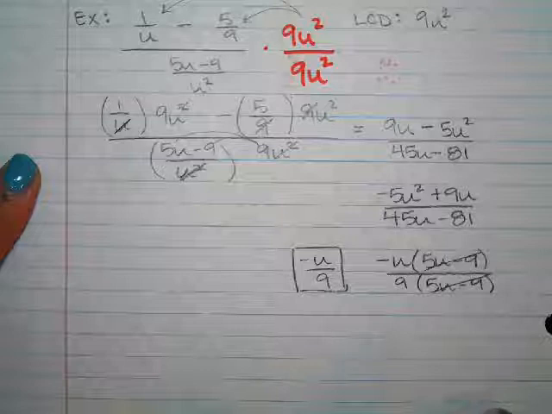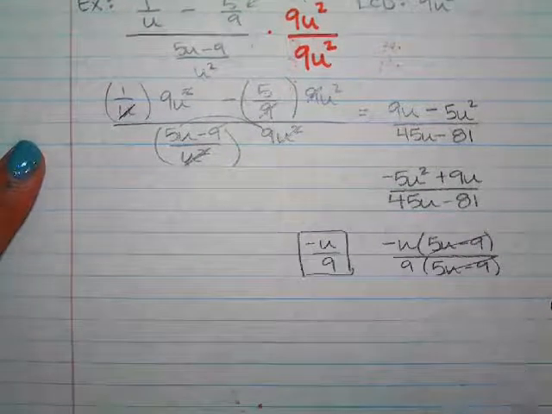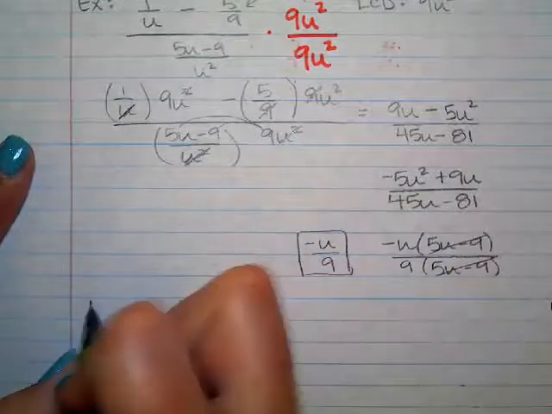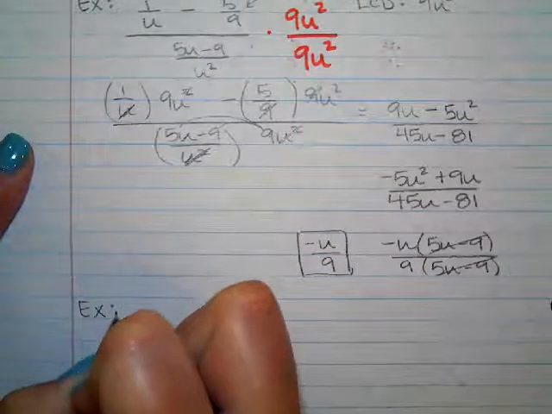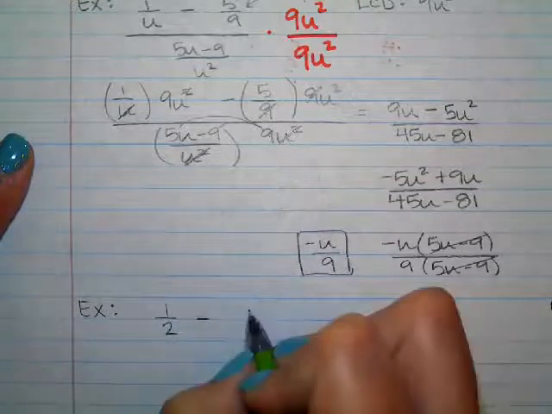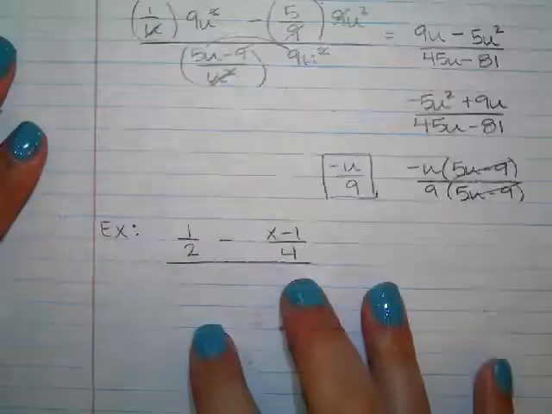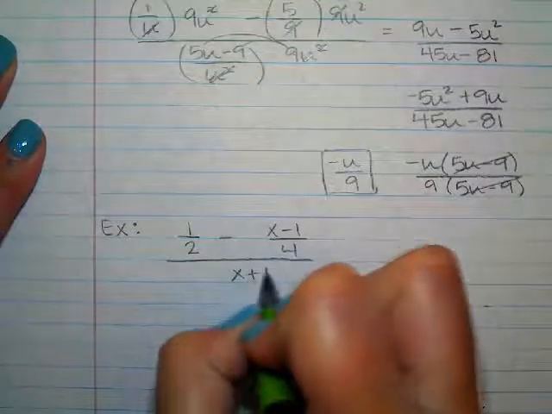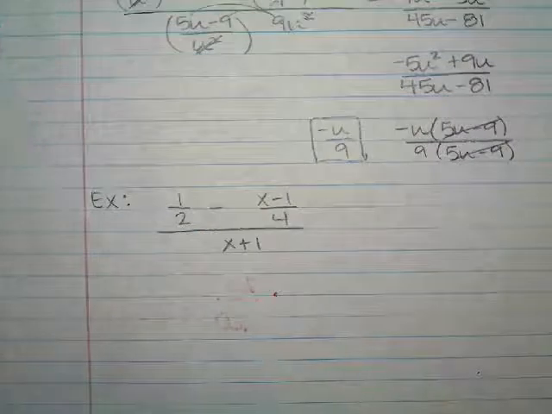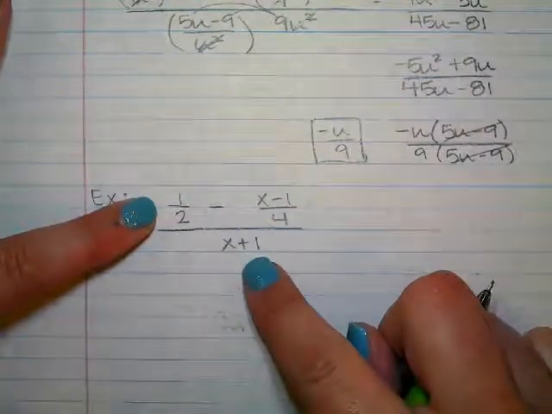All right, one more example for the video, and then we'll save the rest of it to do class examples. So for this one, we're going to do 1 over 2 minus x minus 1 over 4 divided by x plus 1. So here we still have a complex fraction. It's two fractions in the numerator and then a whole number or an expression in the denominator.